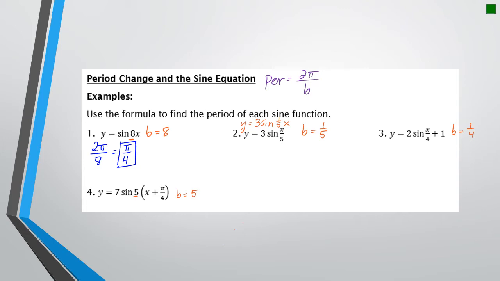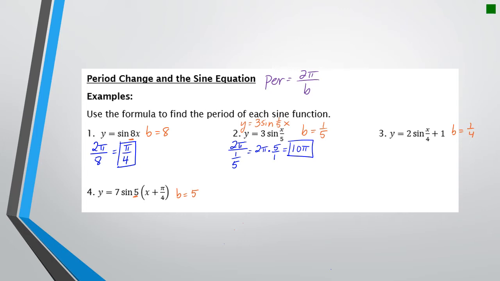All right, number 2. We're going to do 2 pi over b, which is 1/5. So here I have a fraction and a fraction. So we're going to take the 2 pi and multiply by the reciprocal of 1/5. So that would be 5 over 1. And 2 pi times 5 is 10 pi. And then I don't need to write the 1. It would be unnecessary. So my period here is 10 pi.